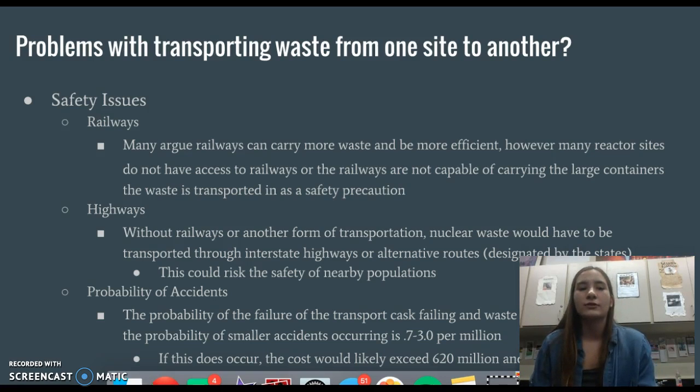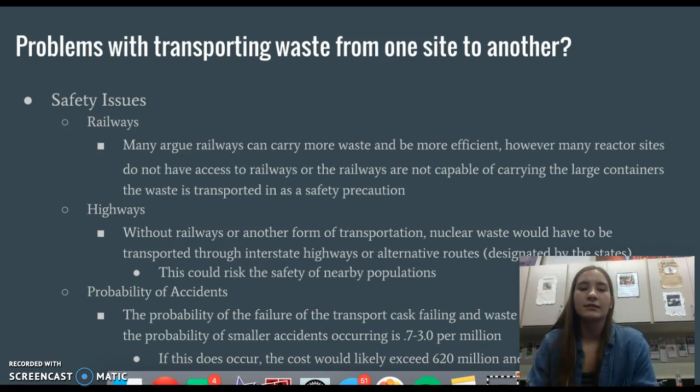And also, they're arguing that highways would be more efficient through interstate highways or alternative routes, but these would be designated by the states. And this could also risk the safety of nearby populations.